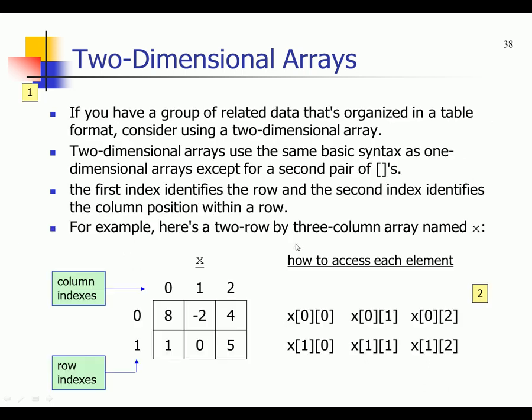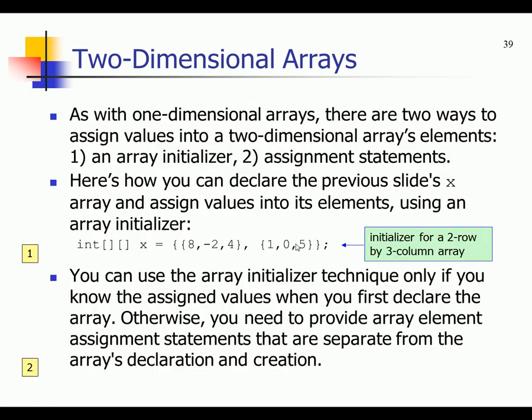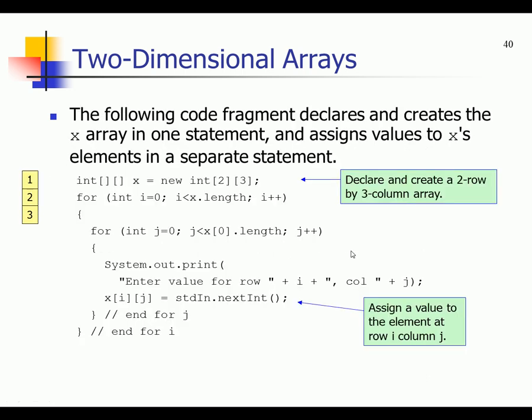So he's actually declaring this array right here. He's got 8, negative 2, and 4 right here. Then he's got 1, 0, and 5. If he wanted another one, he'd put a comma, then another one. Okay? So it's quite simple to do it that way, or you could do it this way.